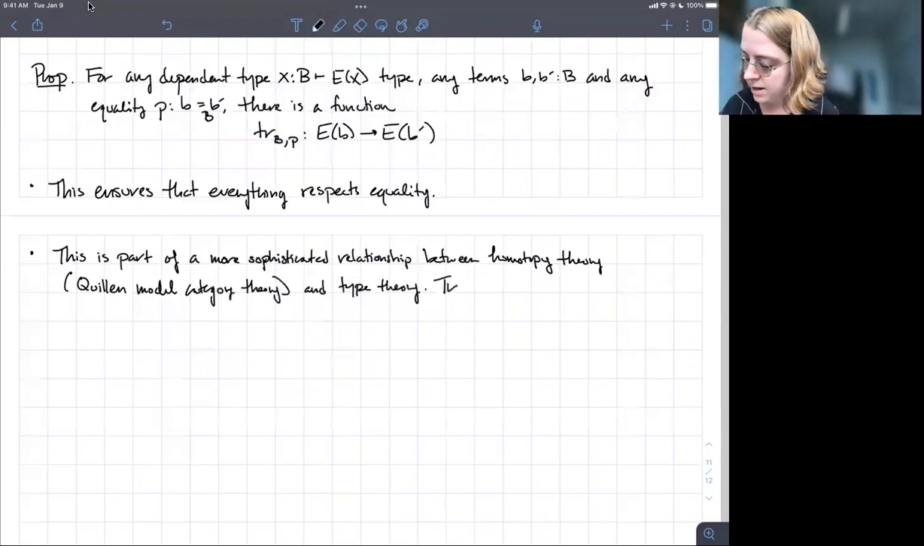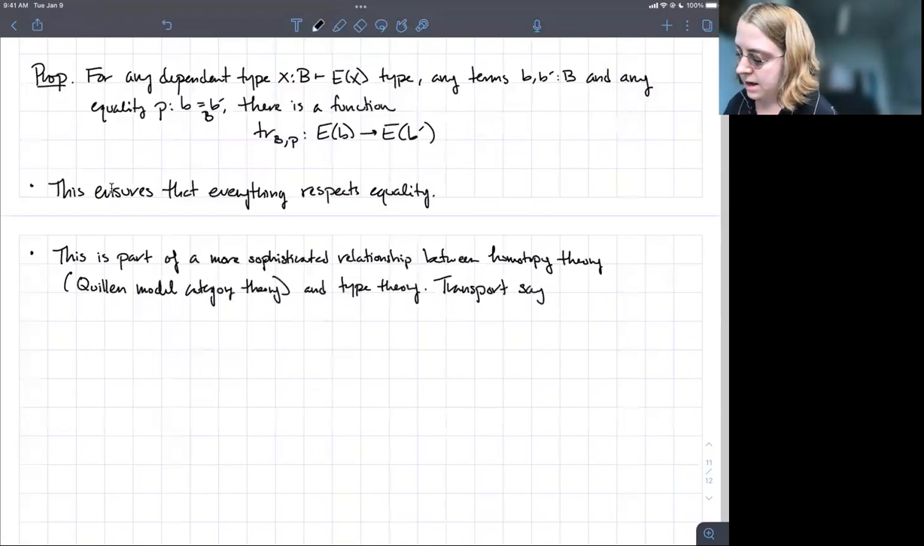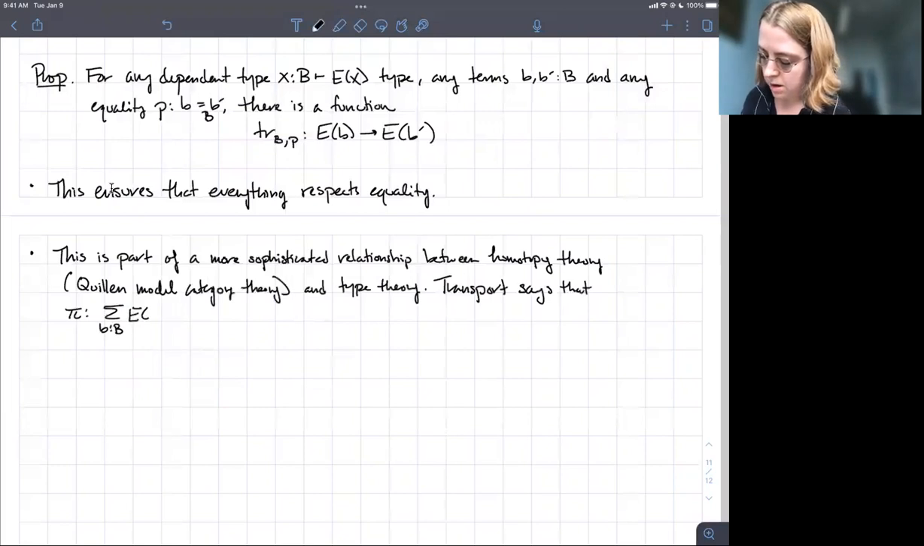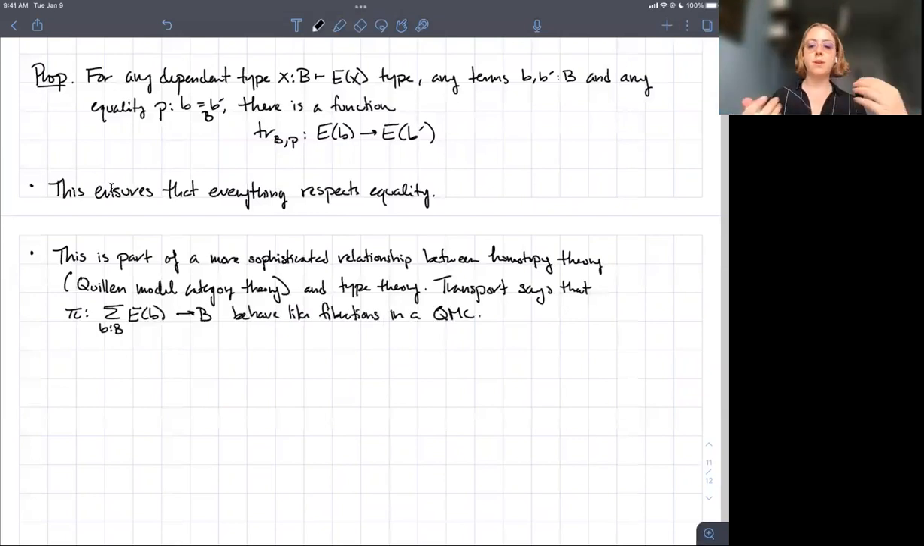Okay, so in some sense, there's a lot more here to be said, but I just want to gesture towards something. Transport says that morphisms of this shape behave like fibrations in a Quillen model category. Okay, and there's some very close relationship here between the types and the behavior that's bestowed upon the types by the identity type rules and Quillen model category theory that this discourse is not going to get into, but I just want to point that out for people who are interested in that kind of stuff.